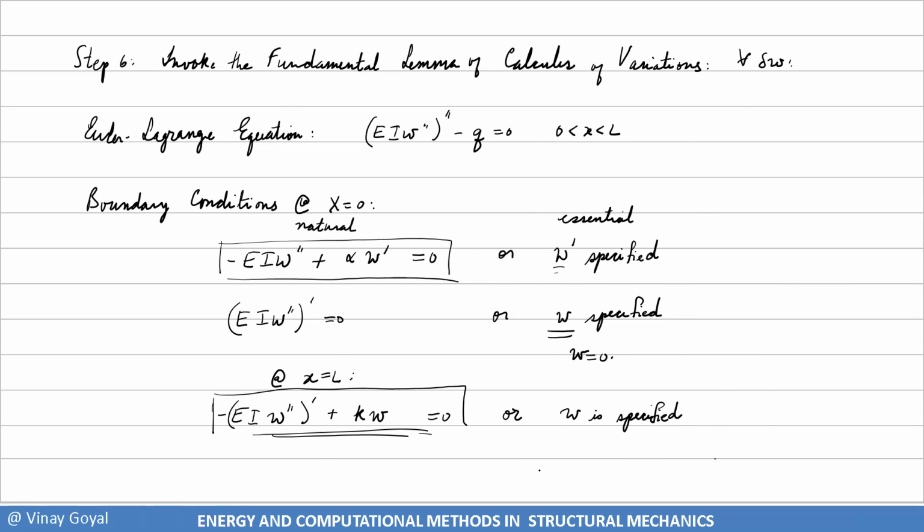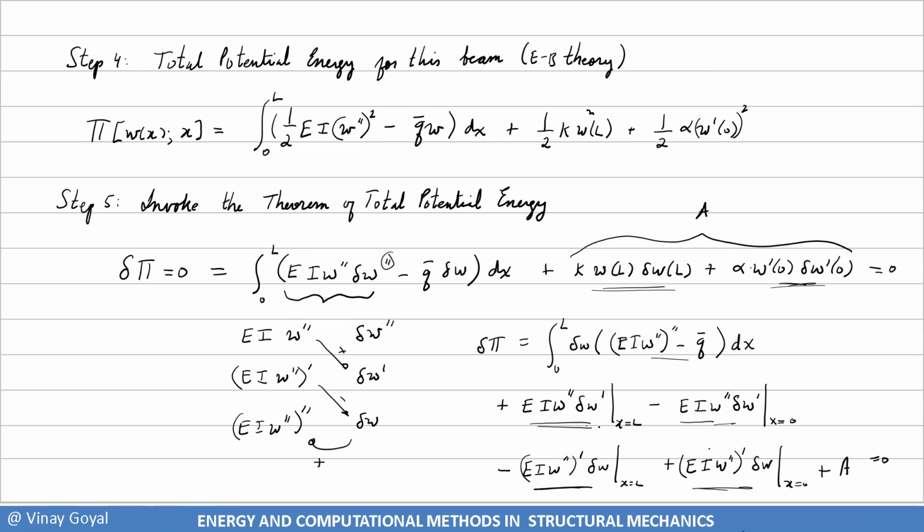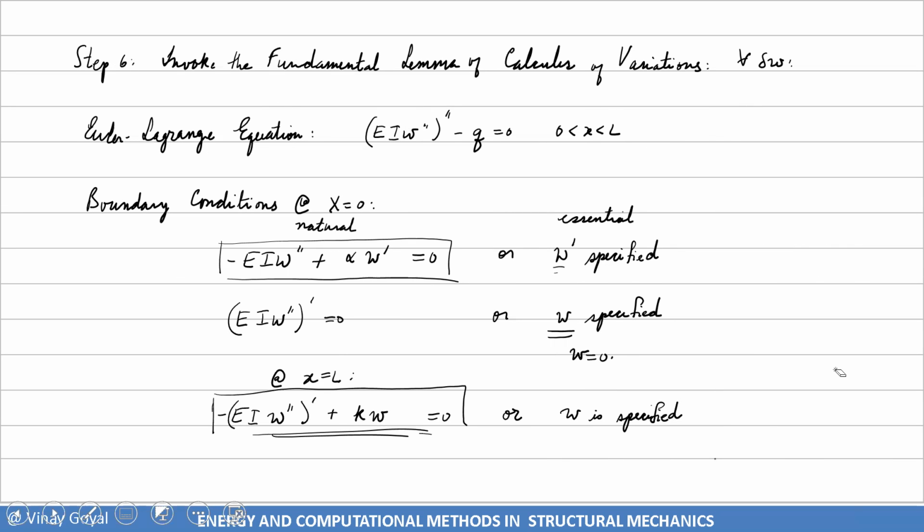And then we have finally this boundary condition here. Either that is 0, or w prime is specified. In our case, we're not specifying w prime, so this has to be equal to 0. And so those are the boundary conditions that we find. And we find the governing equation and the boundary conditions.